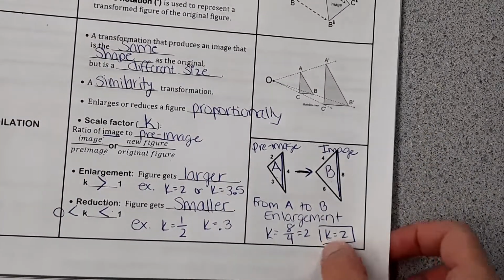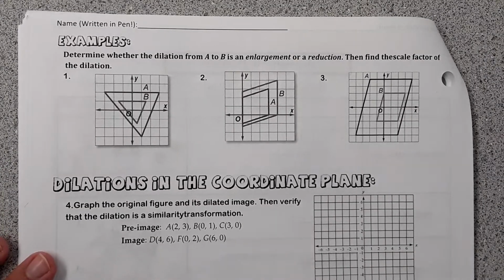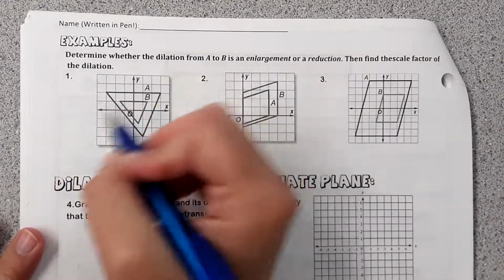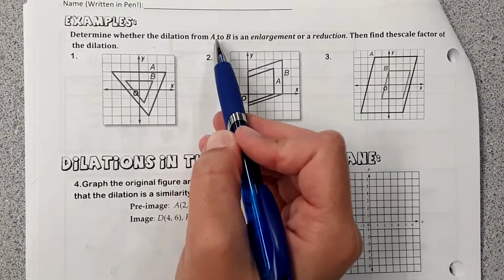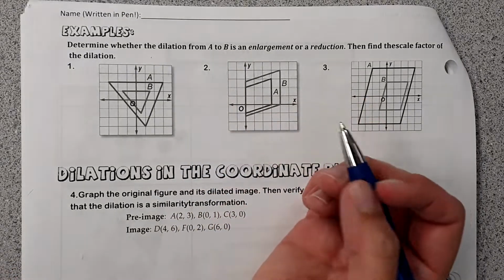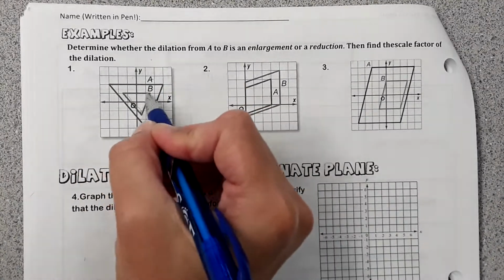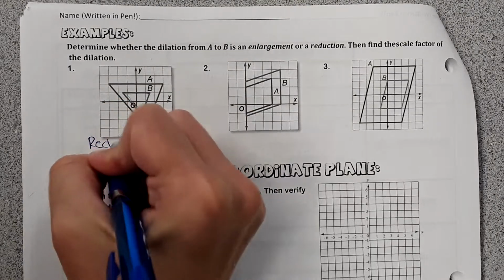So turn to the next page. We're going to do some practice just like that. Okay, number 1. It says, and these are just like the homework problems you'll see, determine whether the dilation from A to B is an enlargement or a reduction. Then find the scale factor of the dilation. So from A to B, here A is our larger figure, B is smaller. So to go from a larger to a smaller is called a reduction.